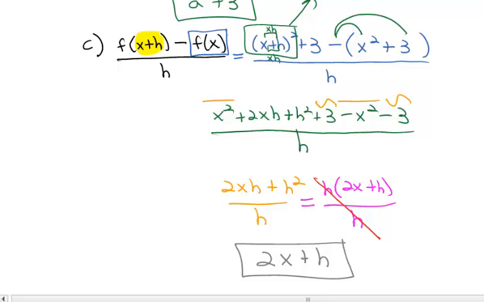So that's your quick review, introduction of functions. Whatever's in the parentheses gets plugged into the function and then simplify what you have. Domain is your input, range is your output. And a function, for every input, there is at most one output.